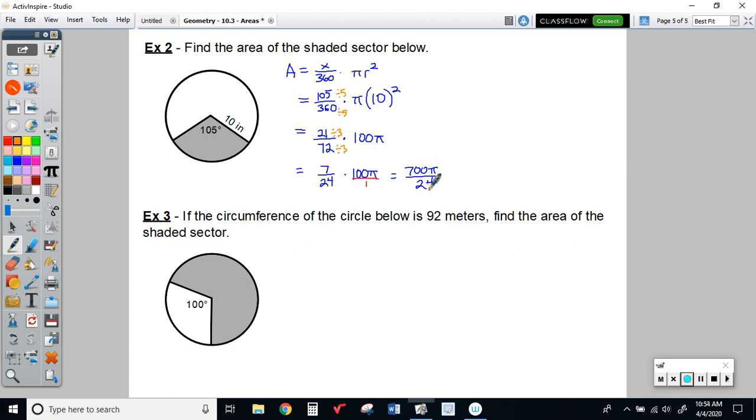So looking at this, I noticed that 4 went into both of those things. So if I divide top and bottom by 4, then I would have 175, and pi is still there. So 175 pi over 6, and then only 2, 3, and 6 go into 6. None of those numbers go into 175. So this would be an exact pi form and an improper fraction form answer. So this would be in inches squared.